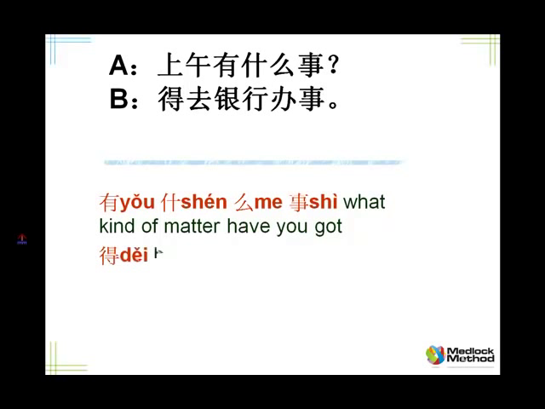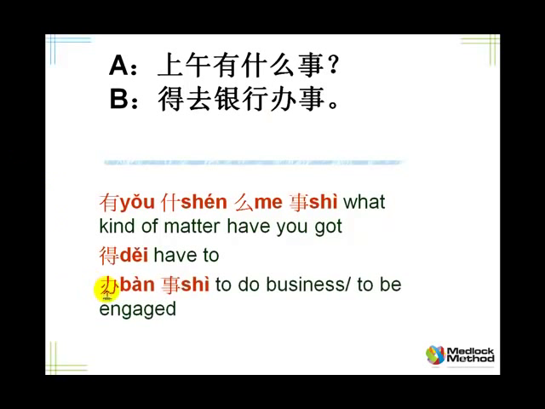Okay, 得, remember 得, have to. 得去银行, remember 银行? We had that last time, bank. It's the silver trading house. 办事, 办 is to deal with, and 事 is business, things or matters. So to deal with things, to be engaged, to have things to do. And 办事 usually is more official. You tend to be fixing something, to get something done. 办事 is more official.